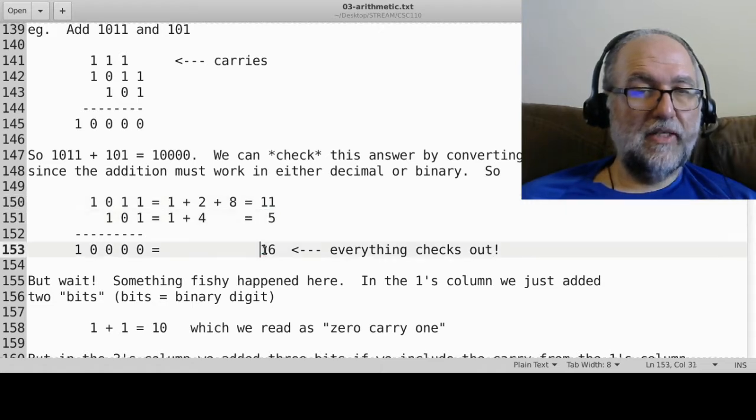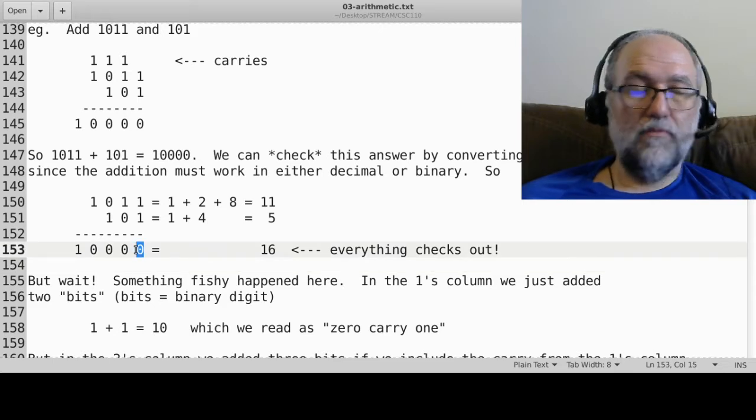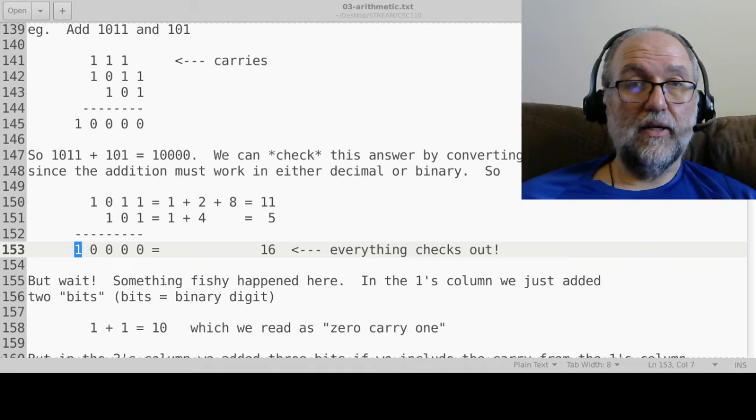11 plus 5 is 16. Did it work out? We'll take a look here at the answer. That's the ones column. You have no 1s. You have no 2s. You have no 4s. You have no 8s. And that one is in the 16s column, and so you have just 1, 16, okay?